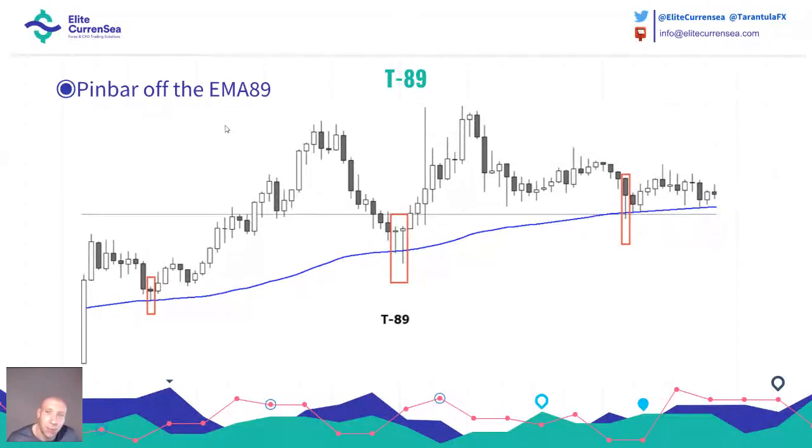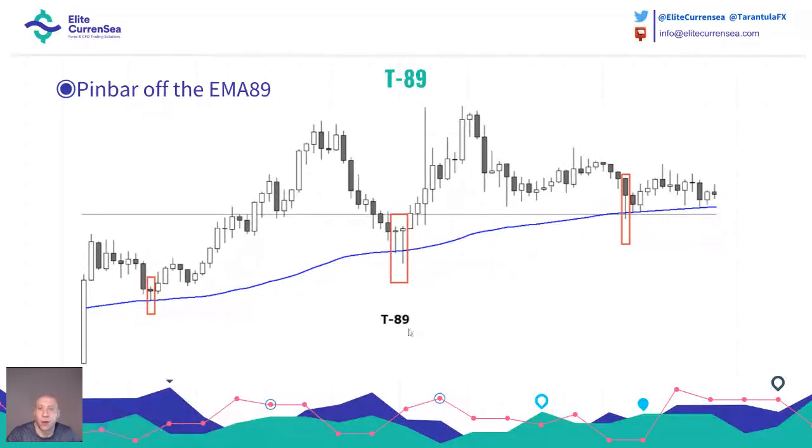So the basic premise of T89 is that we have EMA 89. 89 is my favorite Fibonacci. It's 88.6, and I rounded up to 89. My favorite Fibonacci ratio, 88.6. And usually when you see a pin bar rejection like this, the price will follow the rejection. So this is the bullish T89. If it's below, it's a bearish.